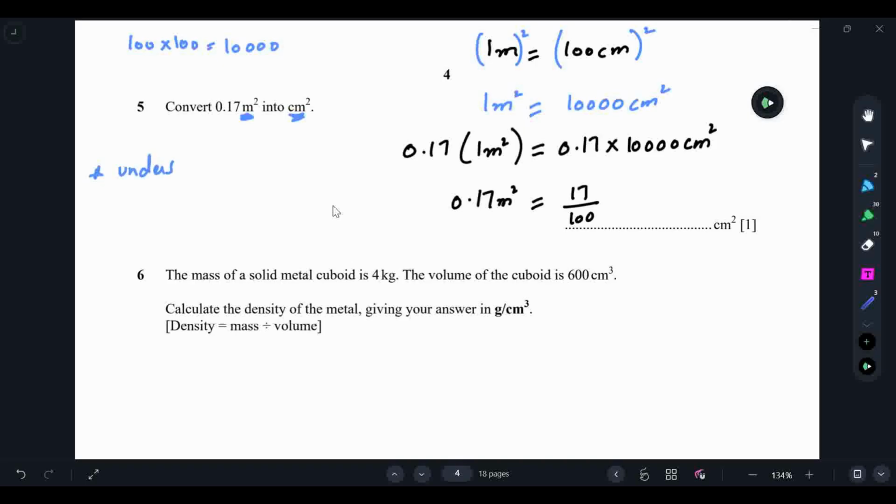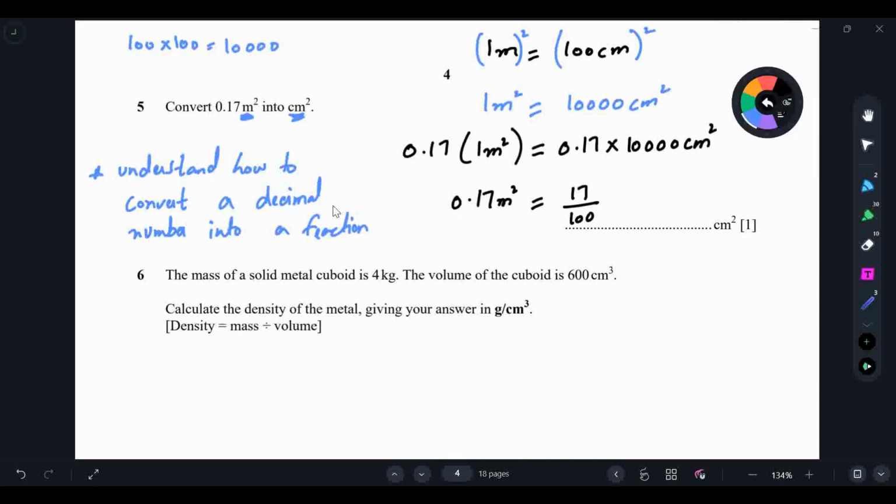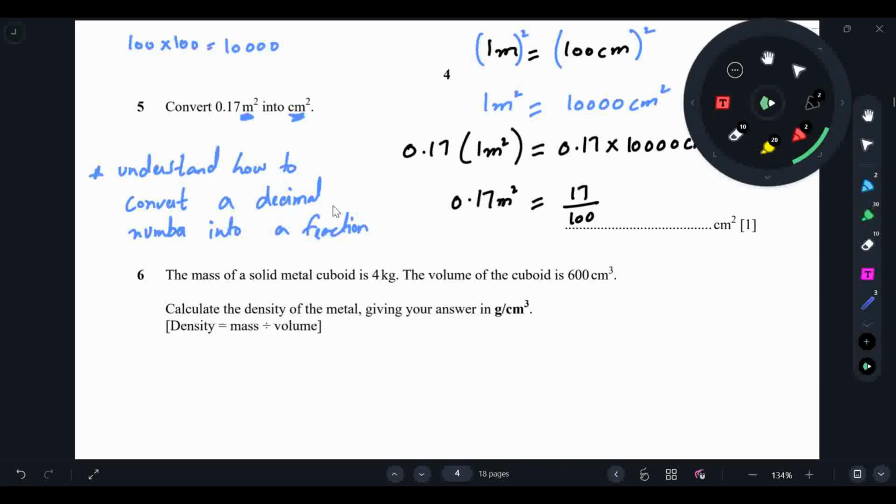We must understand. Let me write the basic thing which we require for this paper specially. Understand how to convert a decimal number into a fraction. Okay, this thing is important, so I thought that I should mention it over here. Okay, because in the previous question we used the same concept.